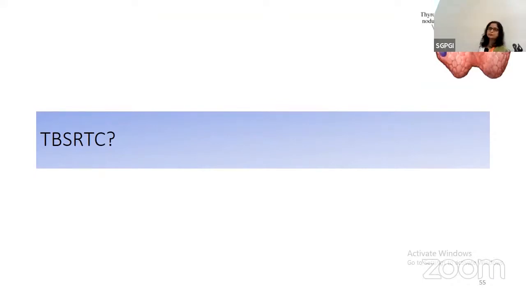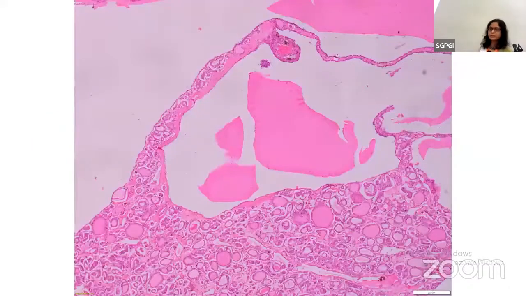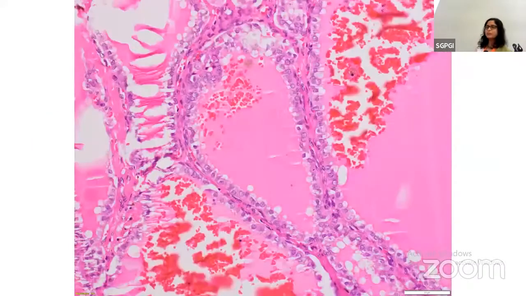I was thinking this is probably a hyperplastic nodule, so many macrofollicles, so much colloid, and probably the nuclear atypia is reactive. But I'm afraid you are right, I was wrong. So it turned out to be a case of, anybody tell me? It turned out to be a case of macrofollicular papillary thyroid carcinoma.